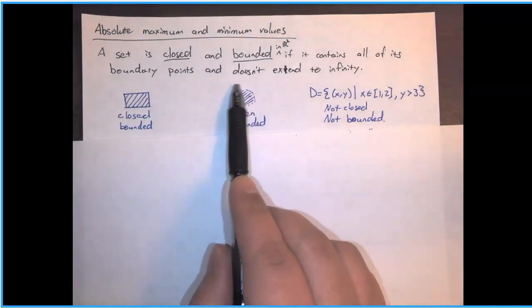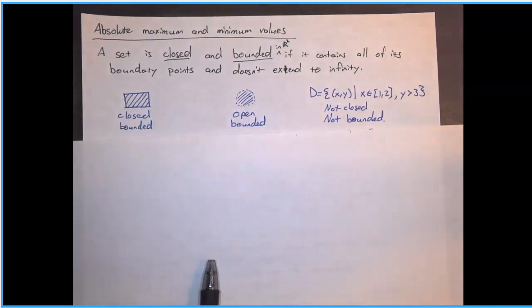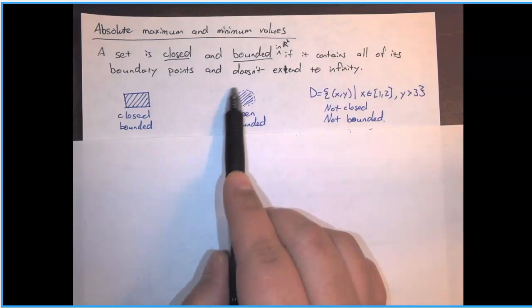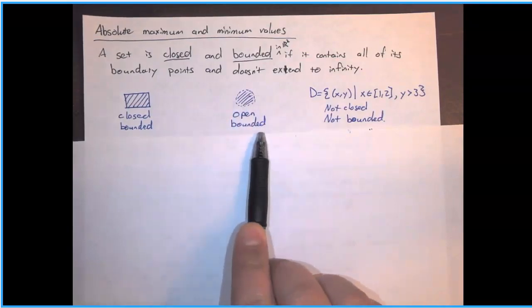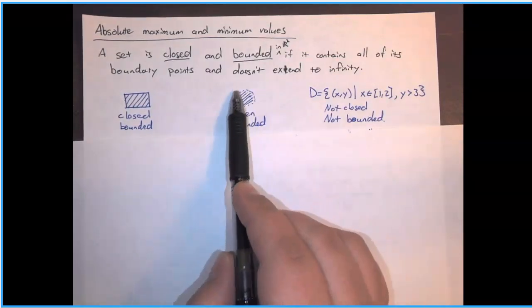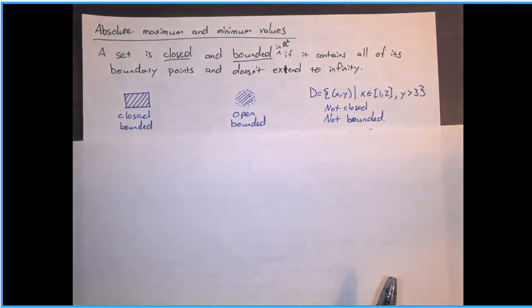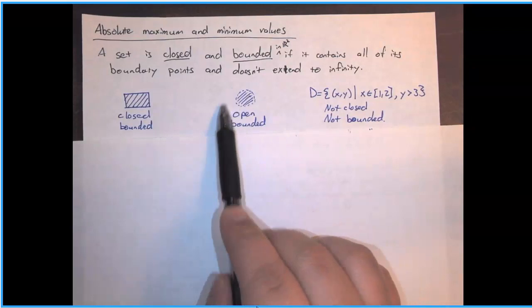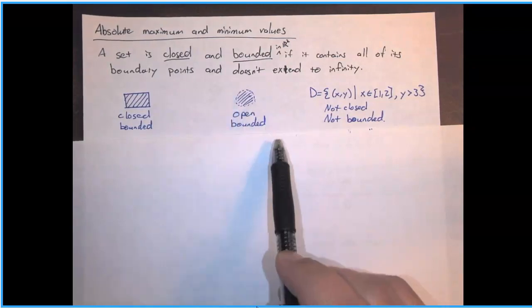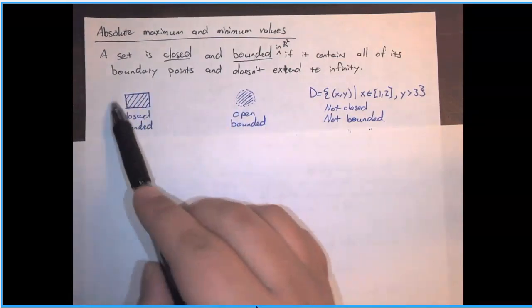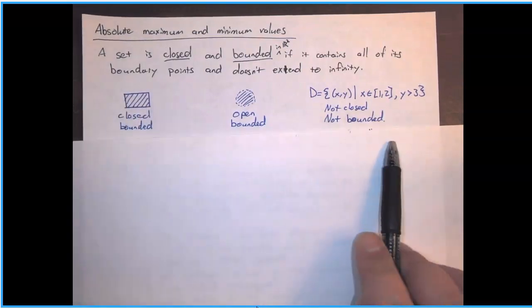It's not going to infinity in any direction. This disk without the circle is open because it doesn't contain the circle itself, but it's still bounded. It's not going to infinity. If I included the circle, if I made this a solid circle, then it would be closed and bounded. So this is the kind of set we're going to be talking about.